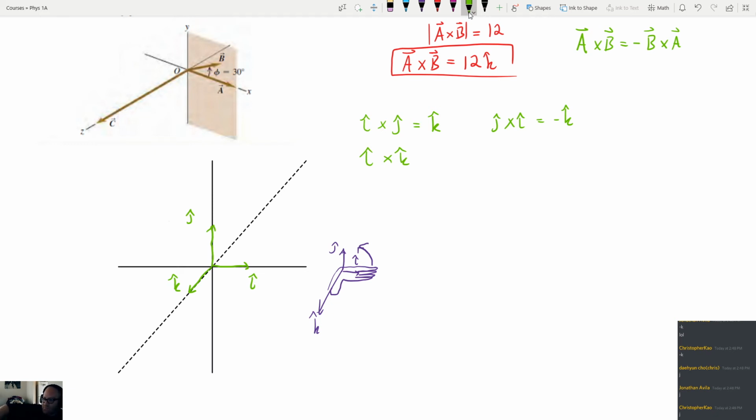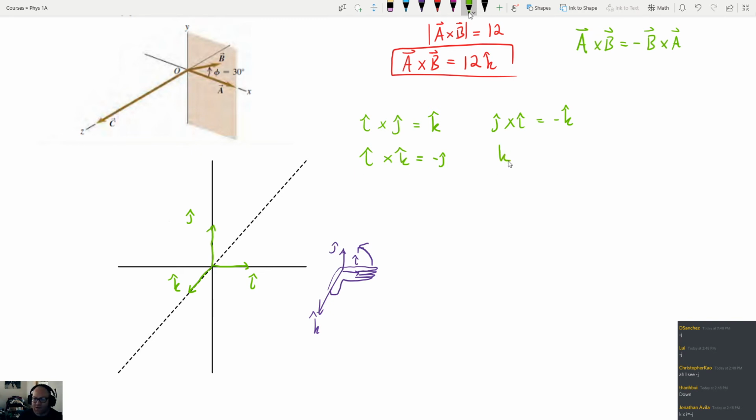Go from I to K. Is your thumb point up or down? It's negative J. That's right. Okay. Originally people were saying positive J. Your answers were coming really fast there. Negative J. That's right.